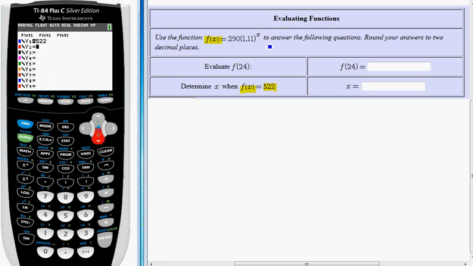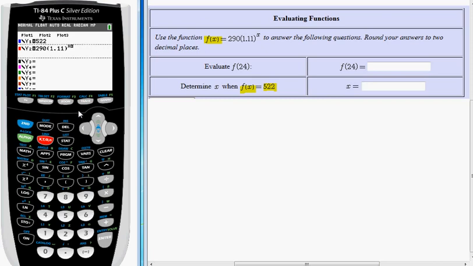Type in the right-hand side of the equation, which would be 290, left parenthesis 1.11, right parenthesis. Use the caret key again. This time we're leaving x as a variable, so I'm going to use this key right here as the easiest way to get the letter x. Now my calculator is currently in standard viewing mode, which means that if I graph it right now, my window is such that I'll see 10 units to the left and right of the y-axis and 10 units down and up relative to the x-axis.